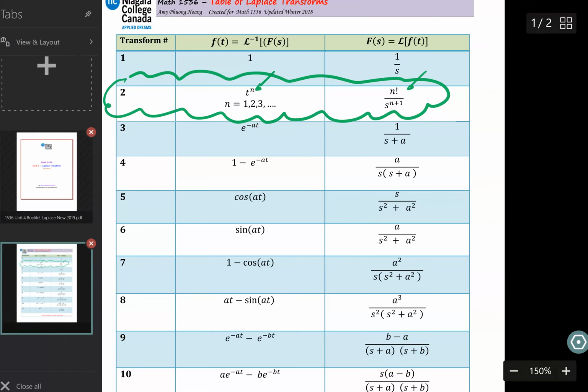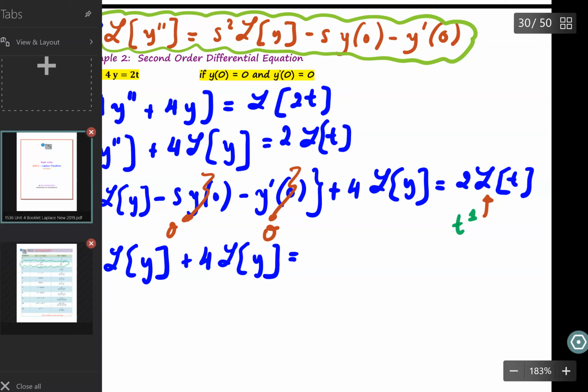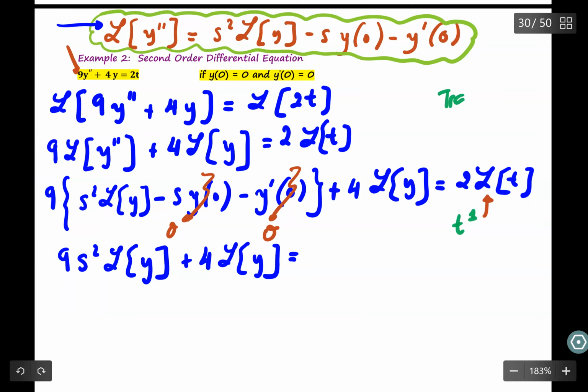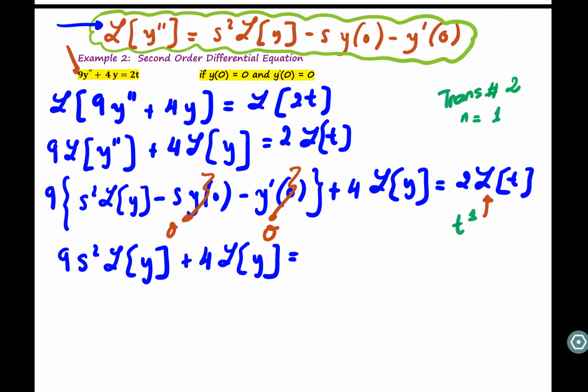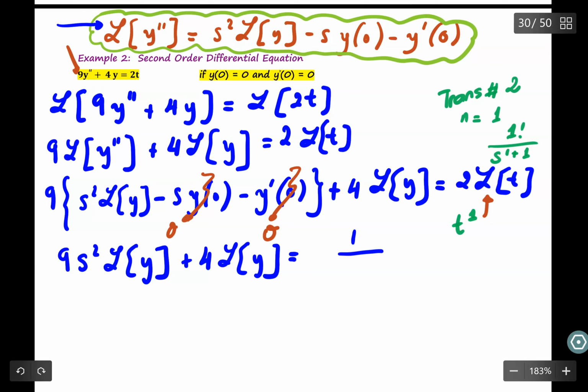So let's write it down on our questions here. So we are going to use transform number 2. Given n is equal to 1, I should have this as 1 factorial divided by s to the power of 1 plus 1. So therefore it will equal 1 over s squared, and I multiply this by 2.